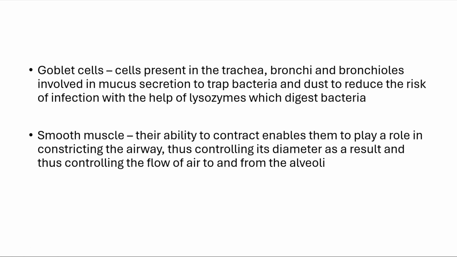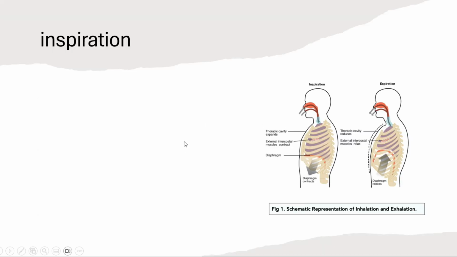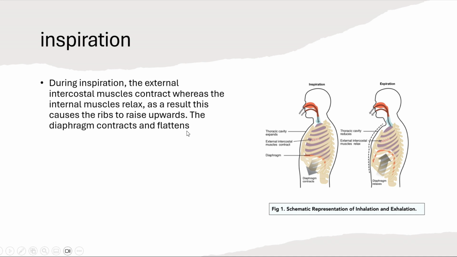Smooth muscle has the ability to contract, which enables it to play a role in constricting the airway, thus controlling its diameter and, as a result, controlling the flow of air into and from the alveoli. So these smooth muscles contract in certain ways to move the air directly to the alveoli. Elastic fibers stretch when we exhale and recoil when we inhale, thus controlling the flow of air. So they're similar to smooth muscle basically, but they recoil.